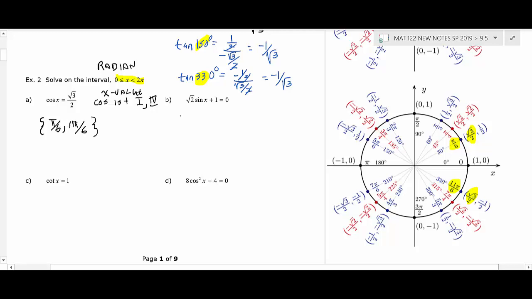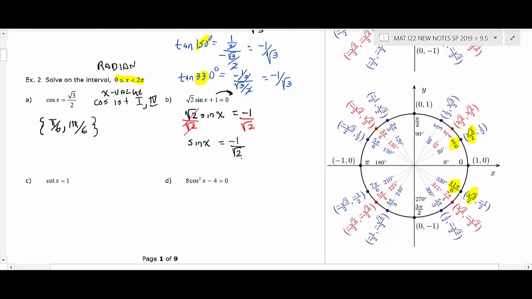Okay, next one, of course, we've got to isolate. And this one we're going to subtract 1 from both sides, which you can certainly do in your head. You just move the 1 to the other side. It becomes negative because you're subtracting. Then you can divide both sides by square root of 2. Okay, and then that will get the sine isolated. So we'll have the sine of x equals negative 1 over root 2.